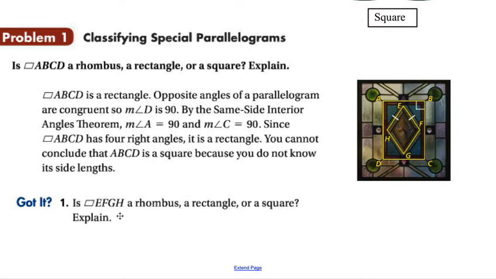So what about, in your got it section here, what about parallelogram EFGH? What do you think that one is? Is that one a rhombus, a rectangle, or a square, and how do you know? Well, this one, they don't give us any information about the angles, and they only tell us that two of the sides are congruent. And since we know it's already a parallelogram, we know the opposite sides are congruent to each other, so we do know that all four sides are congruent. So therefore, in this one, we would say that this one definitely is a rhombus.